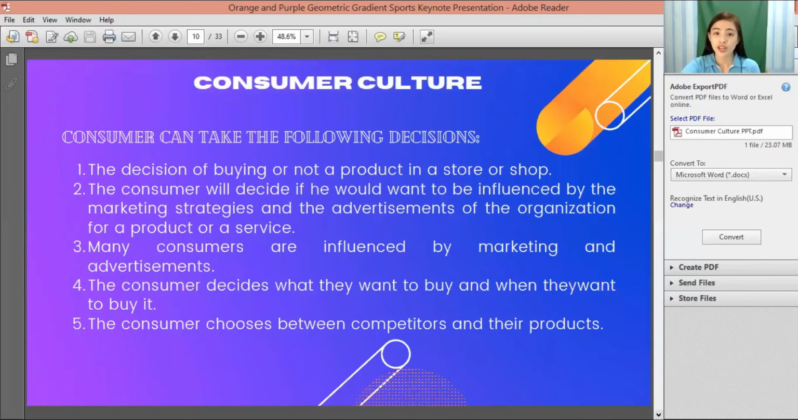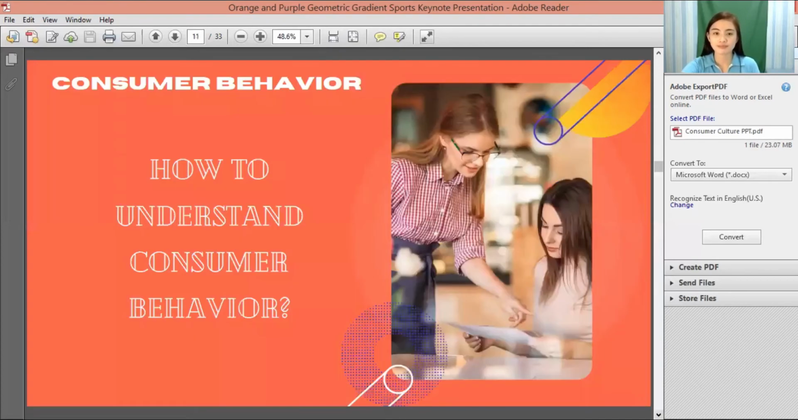And there are 5 decisions a consumer can take. First, the decision of buying or not a product in a store or shop. Second, the consumer will decide if he would want to be influenced by the marketing strategies and the advertisements of the organization for a product or a service. Third, many consumers are influenced by marketing and advertisements. Fourth, the consumer decides what they want to buy and when they want to buy it. And fifth, the consumer chooses between competitors and their products.